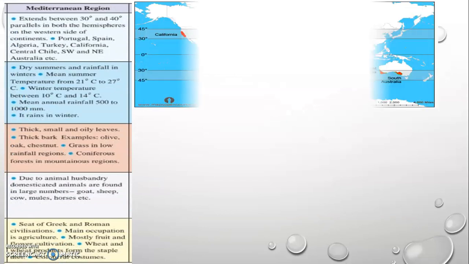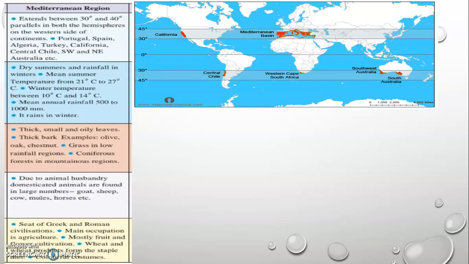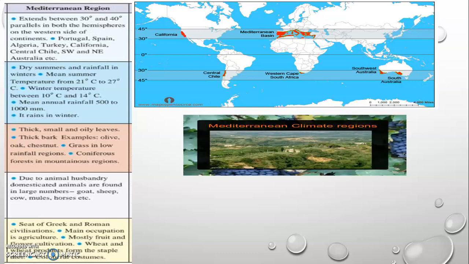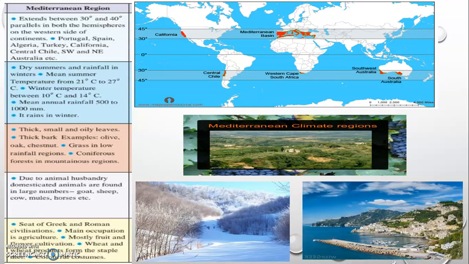In the Mediterranean region, let us understand the location. The extent is between 30° and 40° parallels in both hemispheres, on the western side of the continent. And which are the areas of the Mediterranean region? You have Portugal, Spain, Algeria, Turkey, California, Central Chile, and Southwest and Northeast Australia. So you can see on your screen the regions where we have the Mediterranean type of climate. The Mediterranean region is a very beautiful region, colorful, with a very soothing and nice climate.